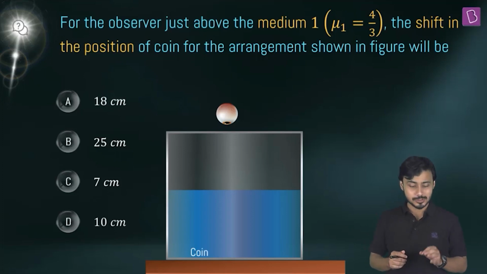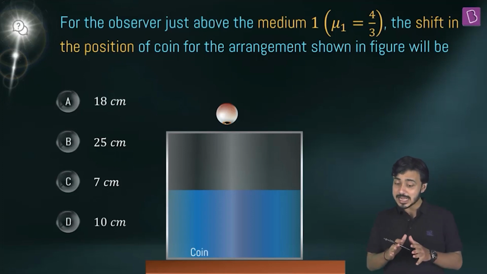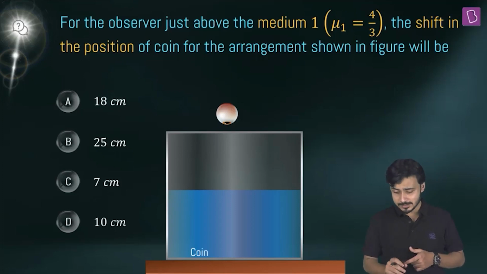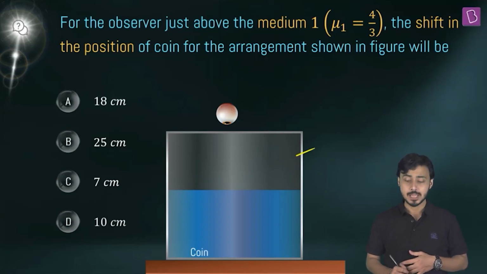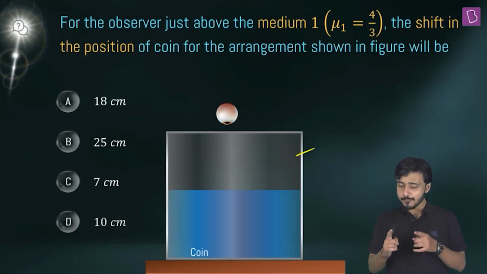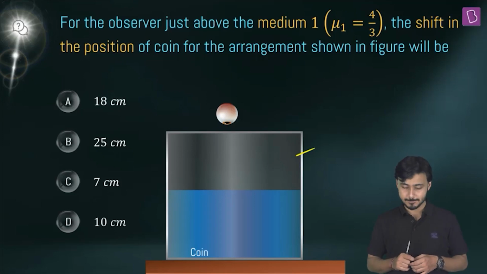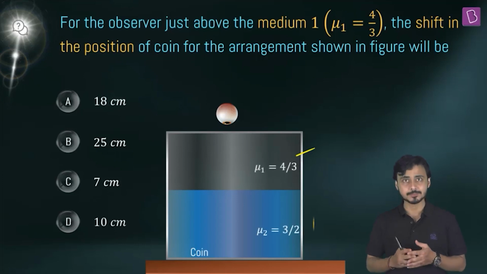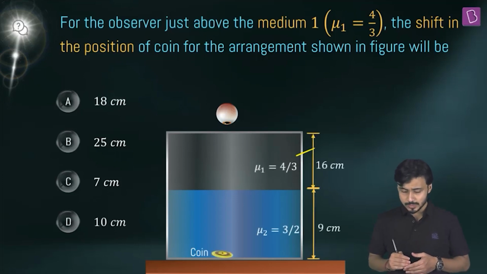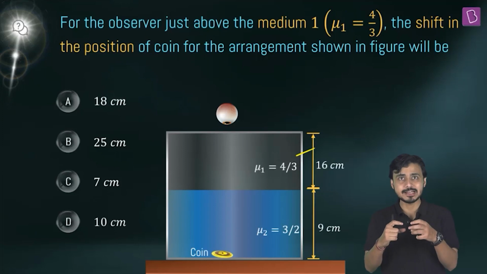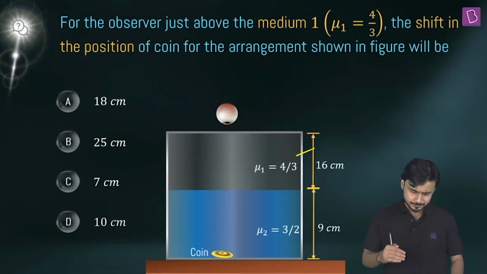In this problem also, the observer is just above medium 1. What is medium 1? That is given to be mu1 equal to 4 by 3. The shift in the position of the coin which is at the bottom, for the arrangement shown in the figure. Mu1 and mu2 are given to you, and the thicknesses of the media are also given to you, right? So T and mu for the media are given, and the location of the observer is given to you.